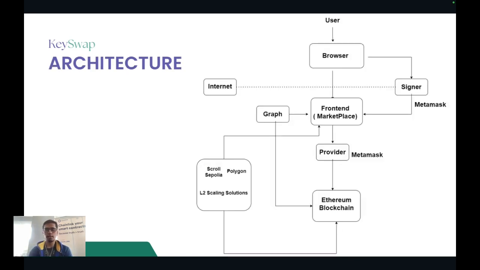So this is the architecture of the product. The user will open the browser and sign into the application using MetaMask, and MetaMask will be the provider between the marketplace and the Ethereum blockchain. So we are using the Graph API to read all the happenings on the blockchain and provide analysis to the user. And the L2 scaling solutions that we are using are Scroll, Sepolia, Polygon, and Arbitrum.